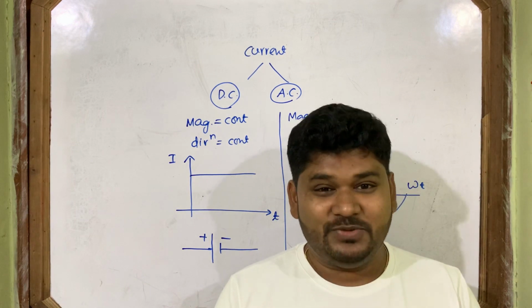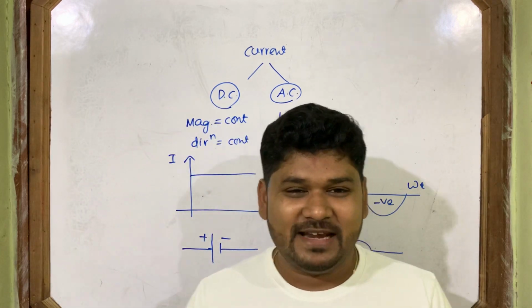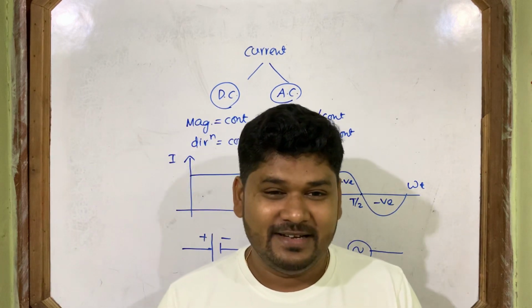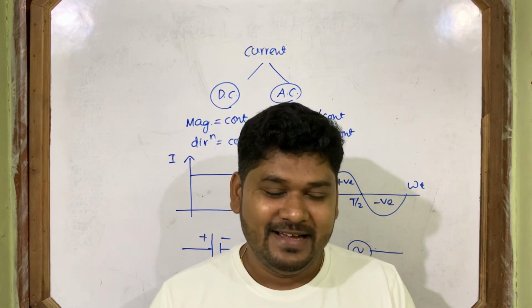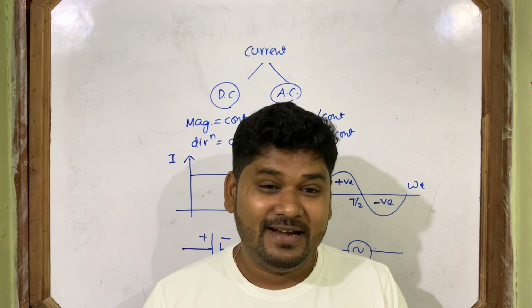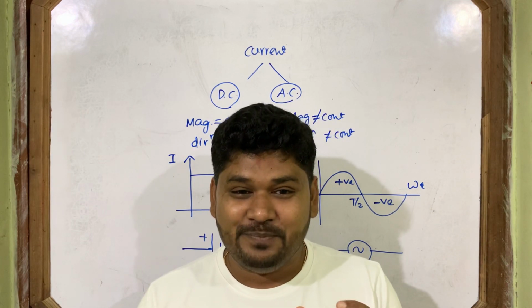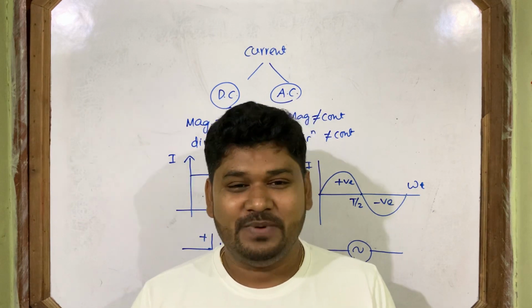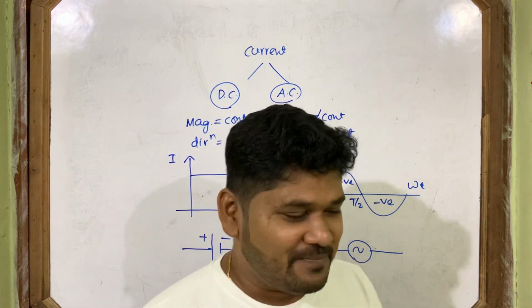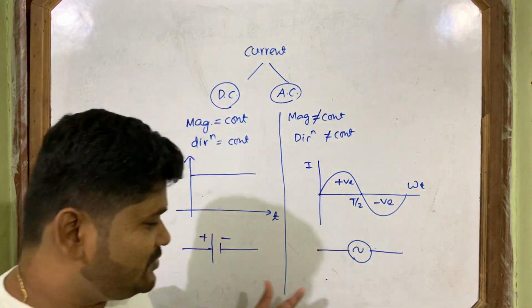One of my students once told me a very good difference between direct current and alternating current. What an innovative idea he had. He said that direct current is prepaid and alternating current is postpaid. Okay, that's a very good idea. But that difference you will not write in the exam. I just told you like that.